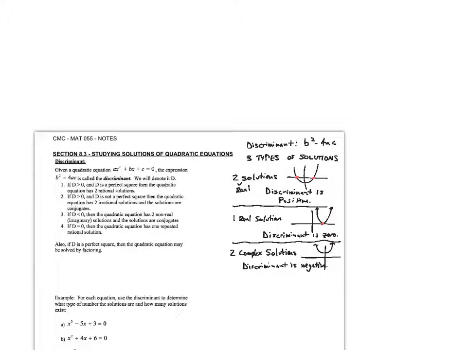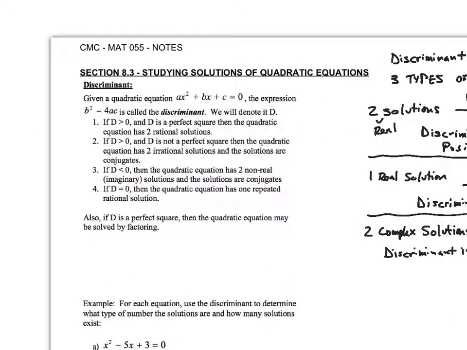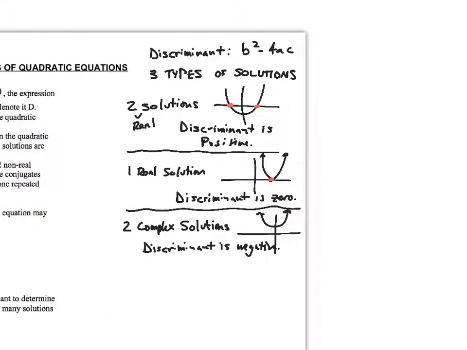The other thing that we can also note about the solutions of a quadratic: if your discriminant is a perfect square, meaning you could take the square root of it, that means that the quadratic equation can be solved by factoring as well. I wanted to go through that so that you could see what those are.